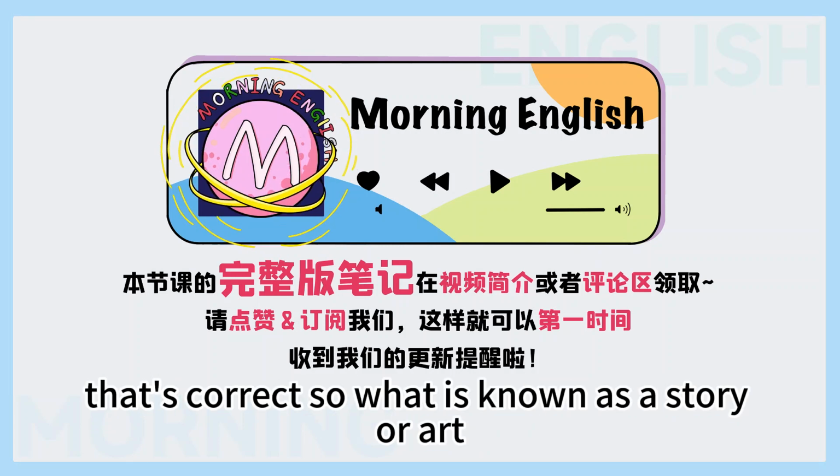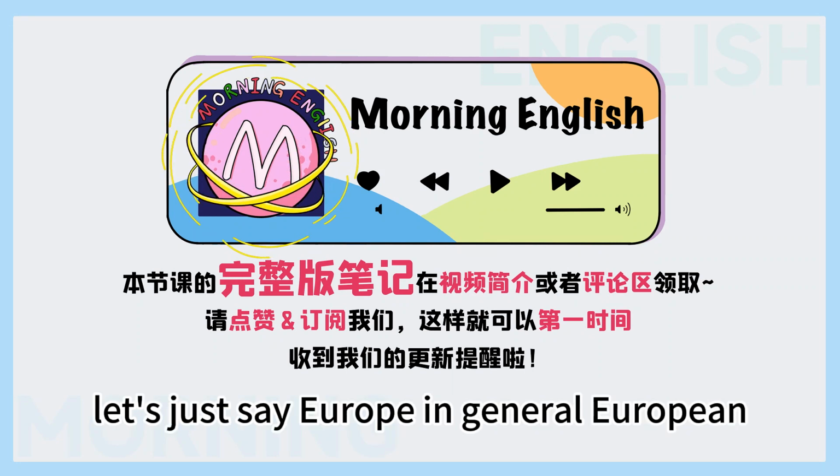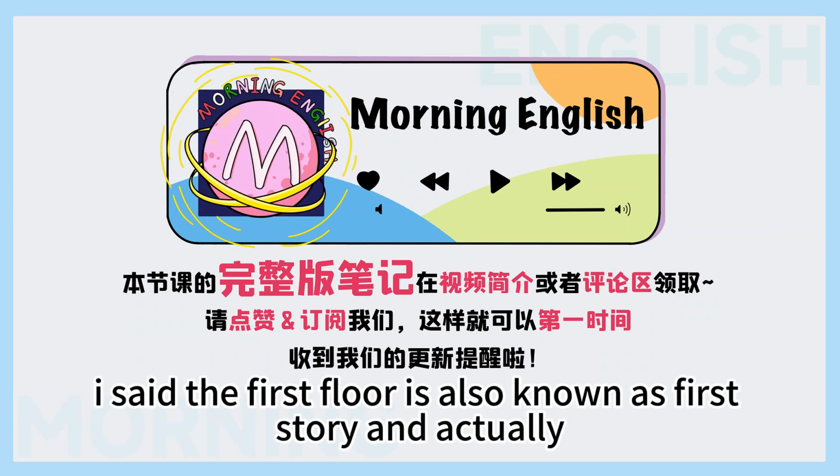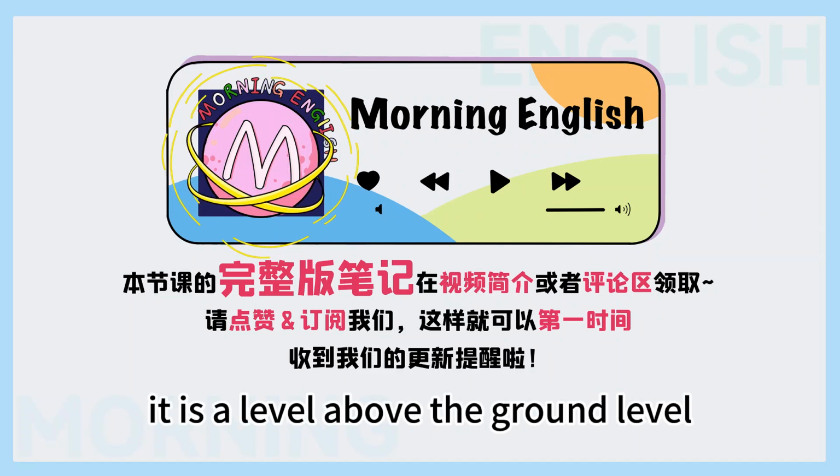So, well, in British English, people do not use the word floor that often, right? That's correct. So what do they use? It's known as a story. Story. Let's just say Europe in general. Europe in general. Yeah, okay. The European elevator button scheme is a little different. So, like I said, the first floor is also known as the first story. And actually, it is a level above the ground level.